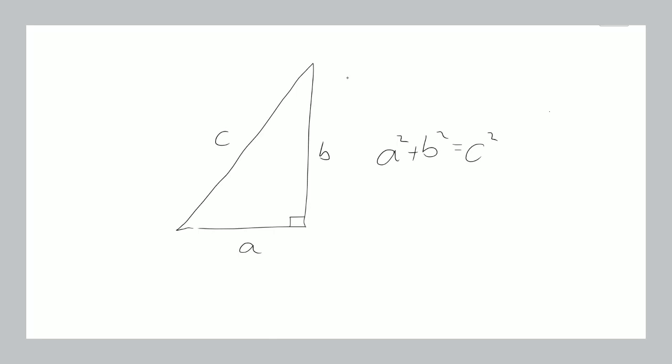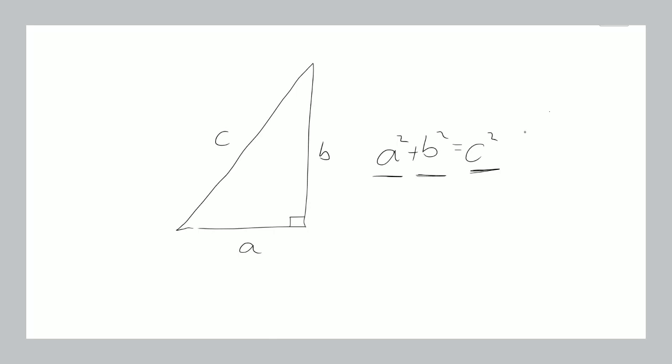So, first off, what is the Pythagorean theorem? Well, if you have a right angle triangle, which means a triangle with a 90-degree angle, and the side of the triangle that doesn't touch the 90-degree angle, which we're calling side C here, it's called the hypotenuse, then the length of that side squared, so C squared, is equal to one of the other lengths squared plus the other length squared.